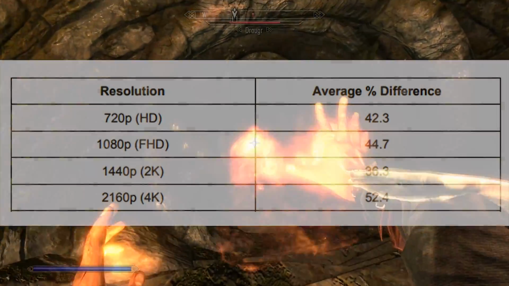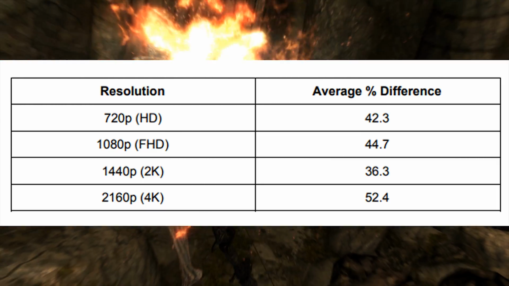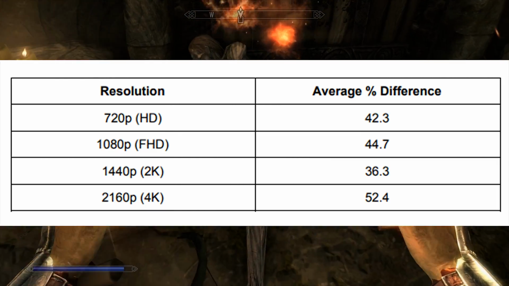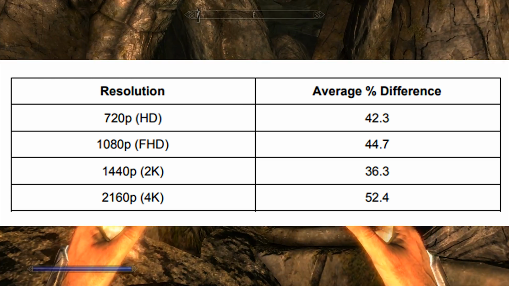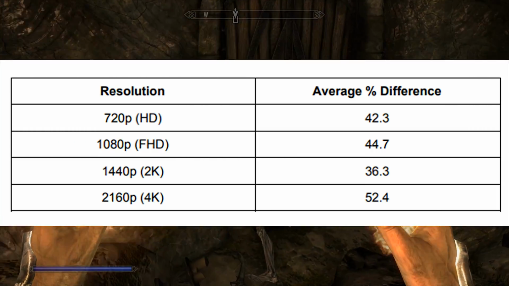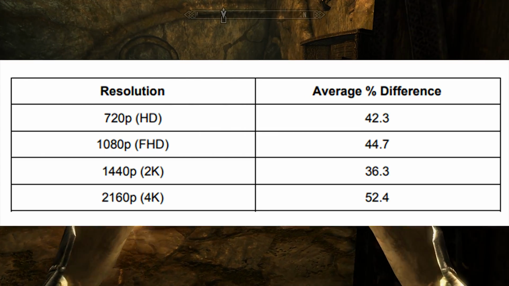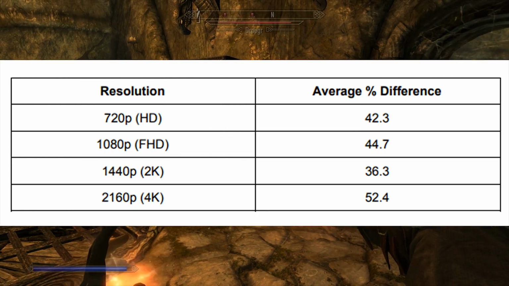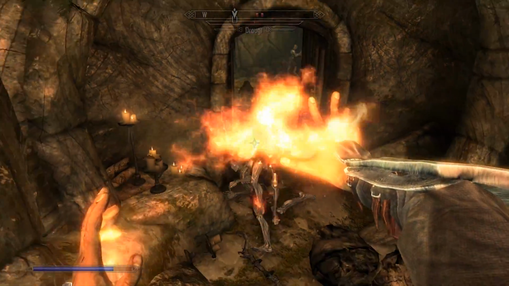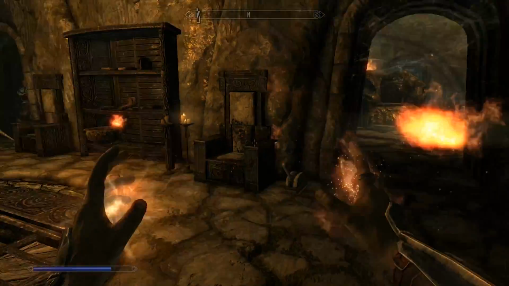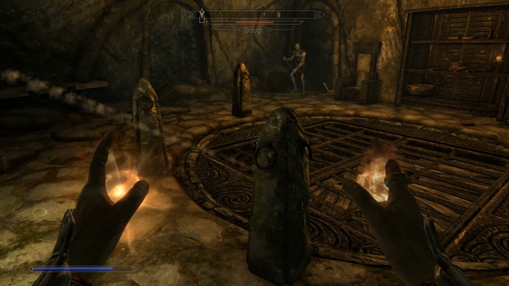And right here, we've got the averages. As you can see, at 720, the average difference in percentage between these three games was about 42.3%. The average at 1080 is 44.7, 1440 is 36.3, and 2160 is 52.4. Now, that's between these three games, so at each of these resolutions, roughly that percentage is going to be taken away from the video's quality. That's how much your videos are degraded because of YouTube's compression.